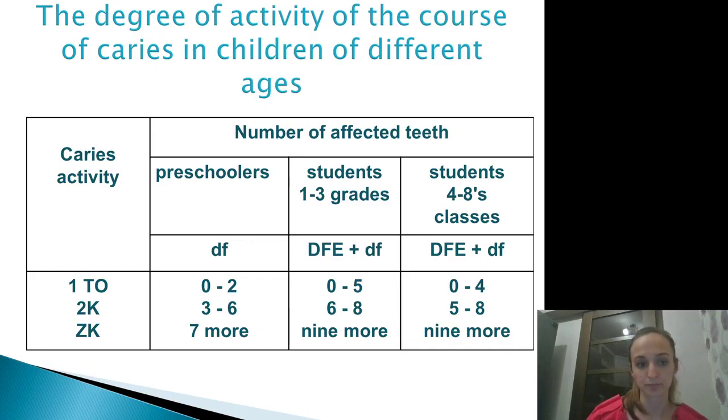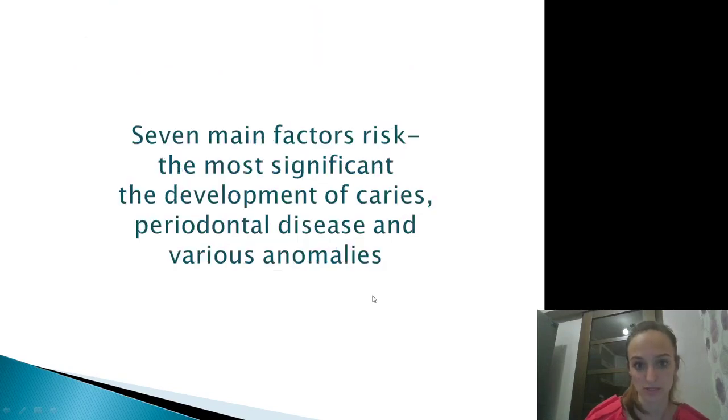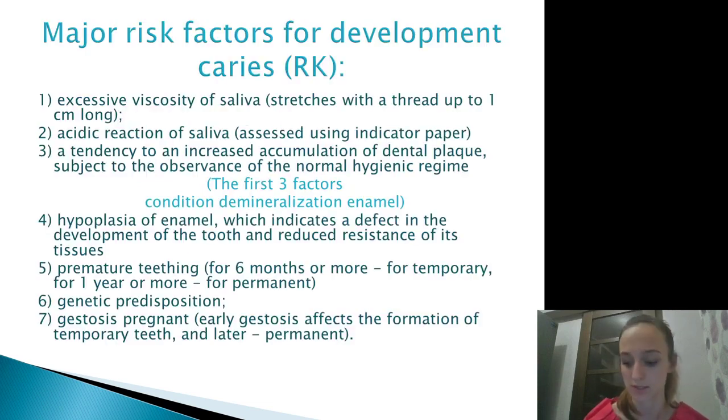So here, first group, second group, compensated and subcompensated. 7 main factors of risk are the most significant for the development of caries, periodontal diseases, and a variety of anomalies. Major risk factors for development of caries.